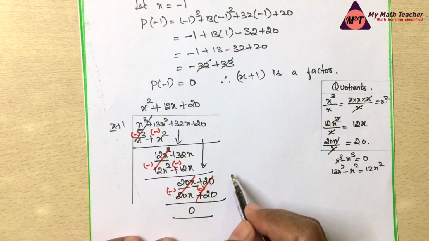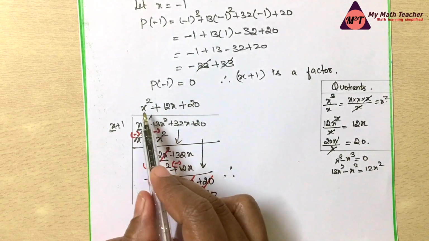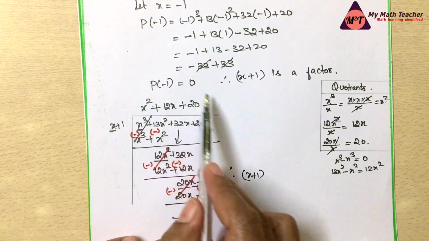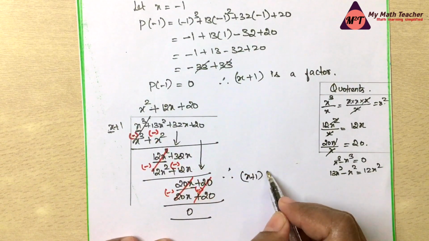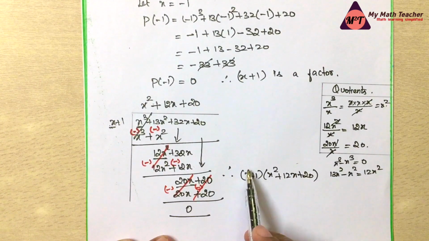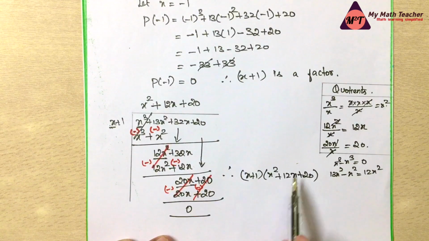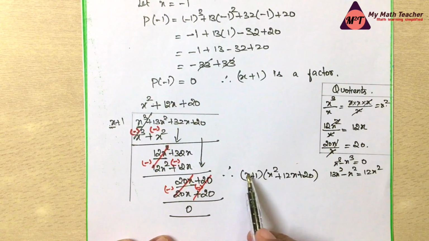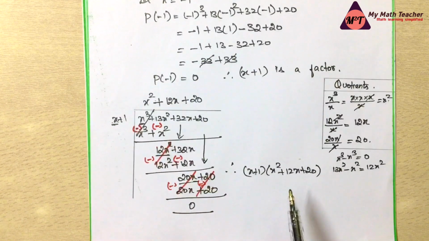Now therefore we can write, what are the factors here? X plus 1 is the first factor. Now this quotient is the second factor, that is x square plus 12x plus 20. This is linear polynomial, this is quadratic. Now we have to find the factors of this. We have to write all the answers like this in a linear polynomial form.